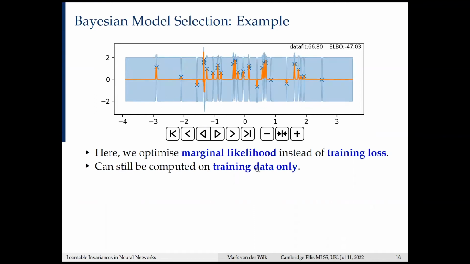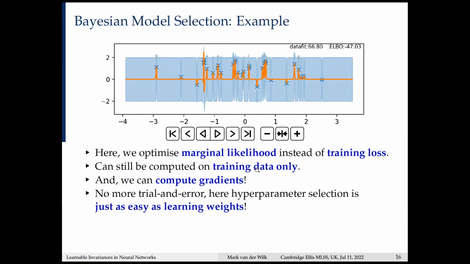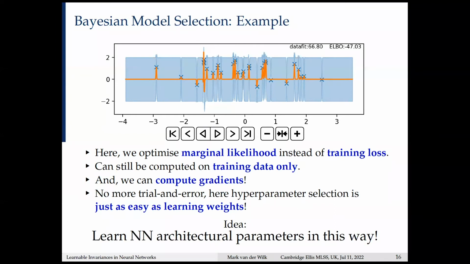And the nice thing is it can be computed on the training data only, and we can compute gradients. So no more trial and error. Hyperparameter selection is just as easy as learning the weights. And we want to learn neural network architecture parameters in this way.